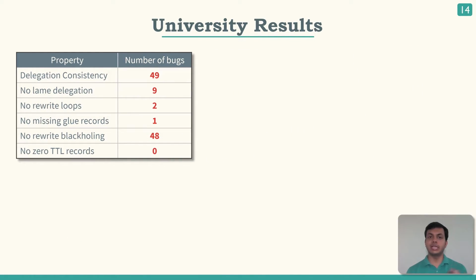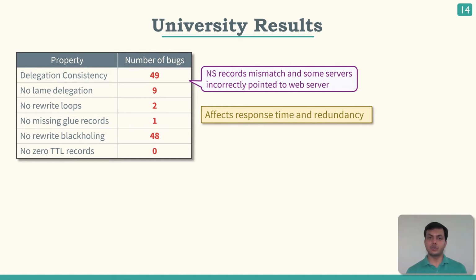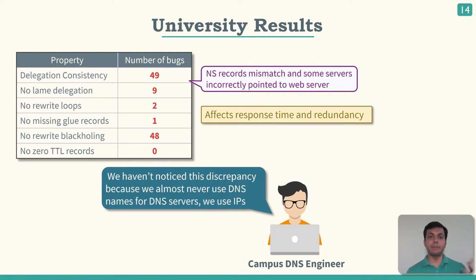There were 49 delegation inconsistencies where the NS records did not match between parent and child zone files, and 9 cases of latent delegation as some of the NS records were pointing towards a web server instead of a DNS server. These bugs affect the visibility and redundancy of the zone and also increase the query response time. When asked, the operator said that to check if a name server is working properly, they directly use the IP address instead of the name, so they never caught these issues.